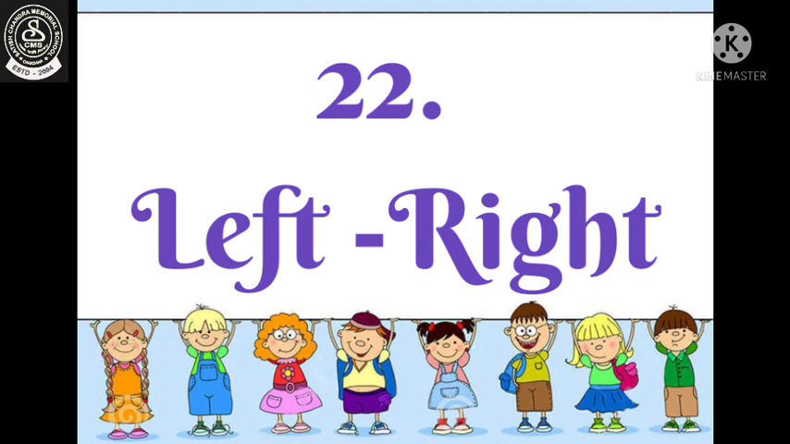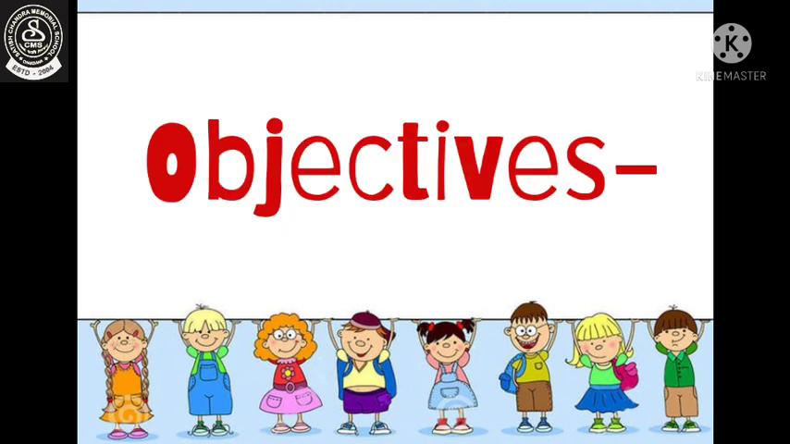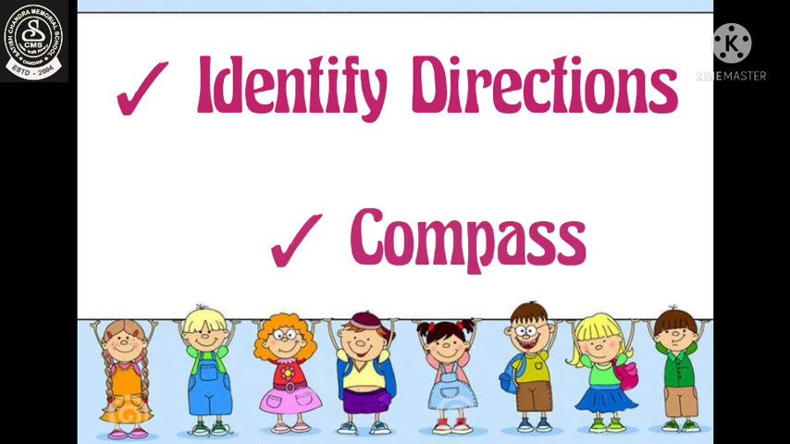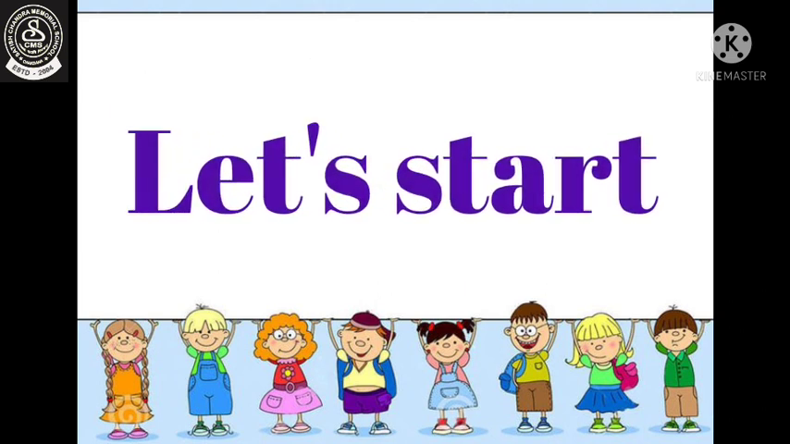Today we will be starting our new chapter, that is chapter number 22, Left, Right. So in this chapter, what we are going to read about? Let's see the objectives. First, we are going to read about how to identify different directions. And next, we are going to read about the compass, and how it is helpful in finding out directions.